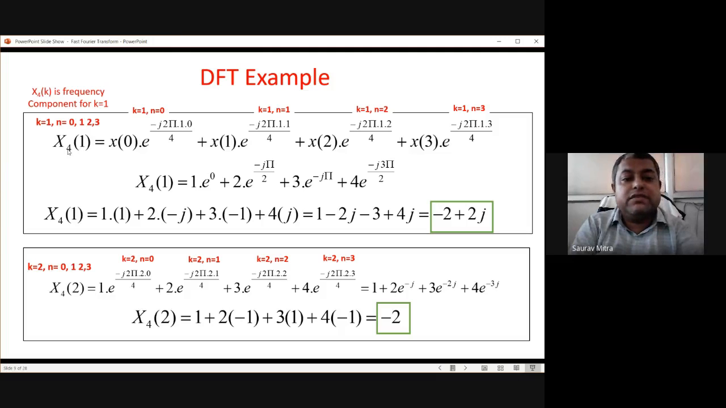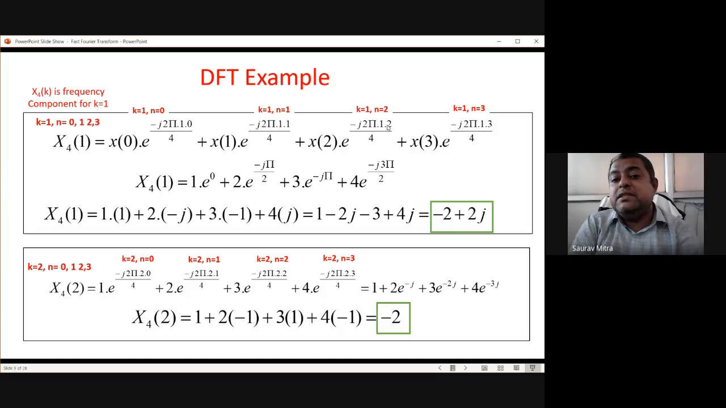Okay, so it is called X4, where 4 is nothing but the value of capital N. So in this case again x0 e raised to, so previously this was 0 0 because k is equal to 0, n is equal to 0. Now as k is equal to 1, this has become 1 0. Now k is equal to 1, n is equal to 1, so this has become 1 1.